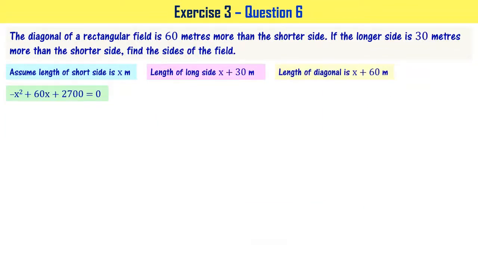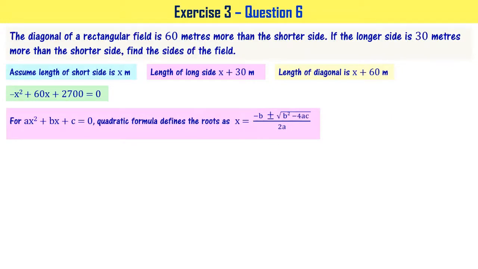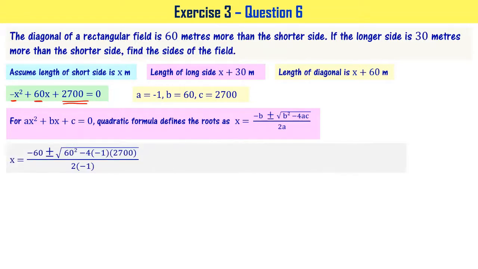To solve this equation, we are going to make use of the quadratic formula that is given as x equal to minus b plus or minus square root of b square minus 4ac, divided by 2a, right? So we have to first find what are the values of a, b and c. A is going to be minus 1 and b is going to be plus 60 and c is going to be 2700, right?